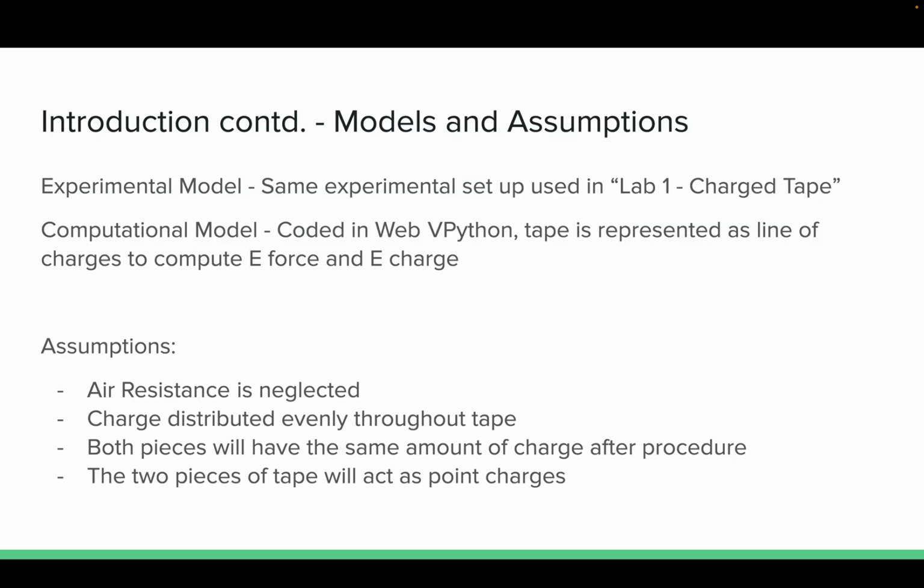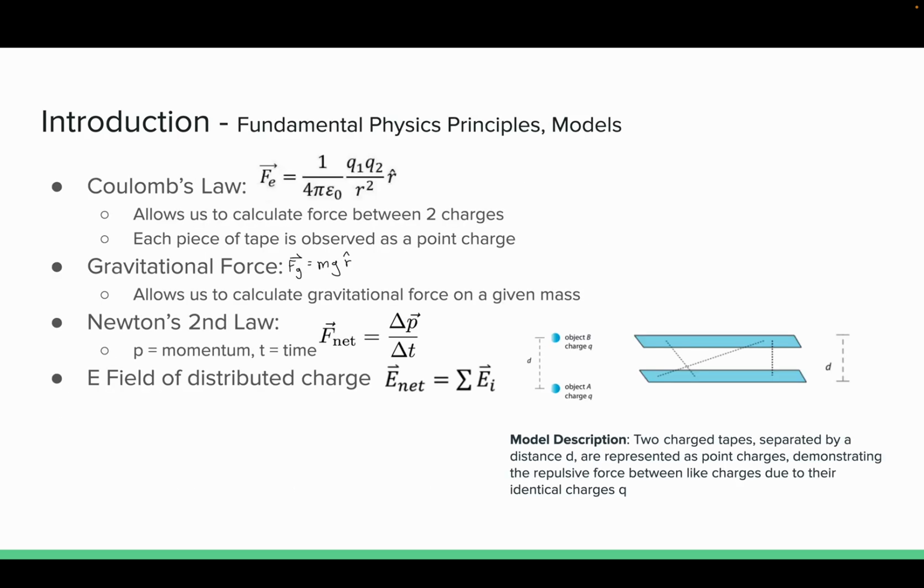Moving on, our models and assumptions. Our experimental model was the same experimental setup we used in our first lab. The computational model was coded in WebVPython, and the tape was represented as a line of charges as opposed to a point charge. The assumptions were that air resistance is neglected, charge is distributed evenly around the tape, both pieces will have the same amount of charge after the procedure, and finally the two pieces of tape will act as point charges.